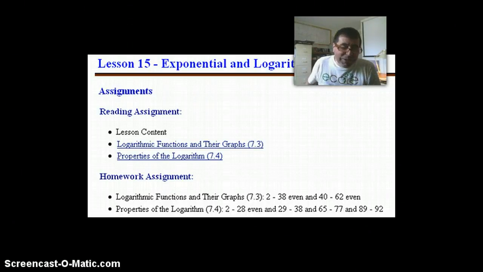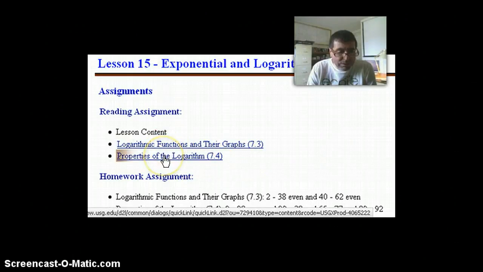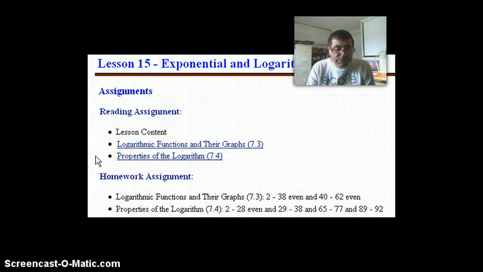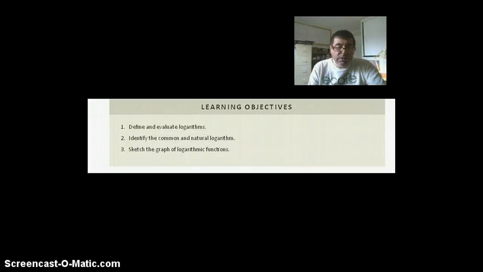Okay, down here to my lower right, you have your reading assignments. This first one and the second one are two assignments that really will help you understand how to do the problems down here. So keep that in mind. Okay, your objectives in the first one.